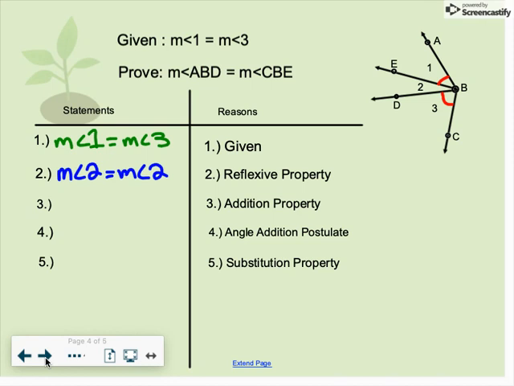So now we're going to use the addition property here. We're going to take our original from number 1 and add something here. I'll color coordinate so we can see this. We're going to take the measure of angle 1 plus the measure of angle 2, and set this equal to the measure of angle 3 plus the measure of angle 2. Sorry to write over there. Step 1, we said angles 1 and 3 were equal. Step 2, we said angle 2 was equal to itself. So we just added the same thing to both sides. That's not going to affect our problem at all.